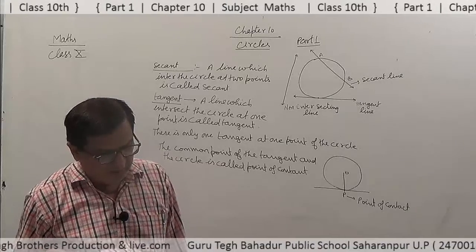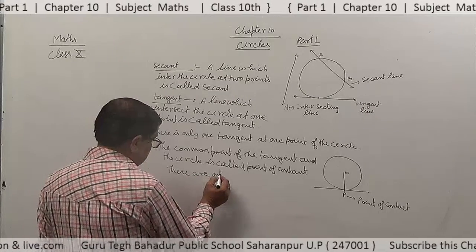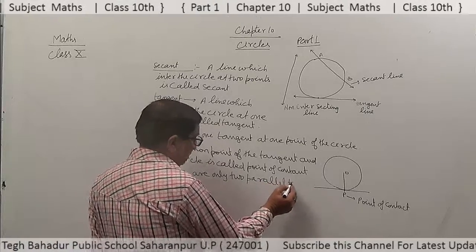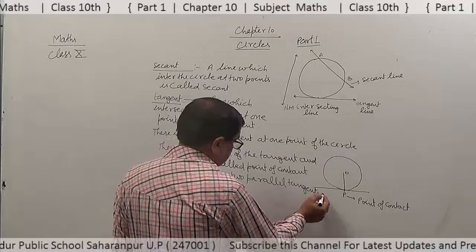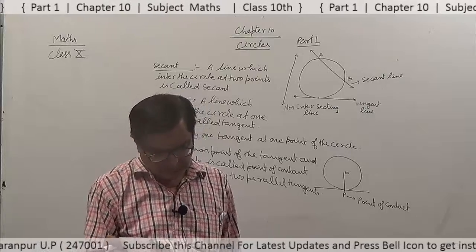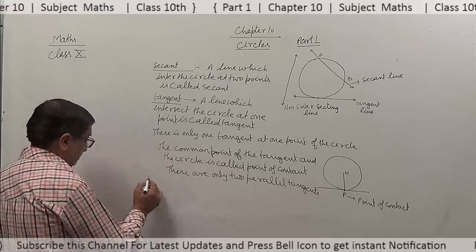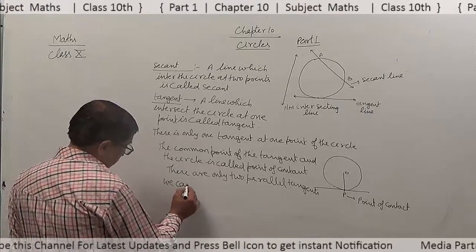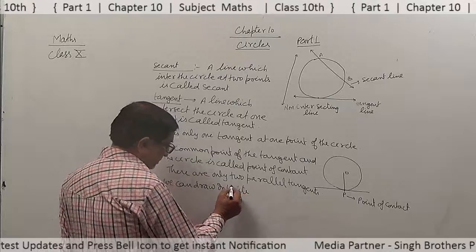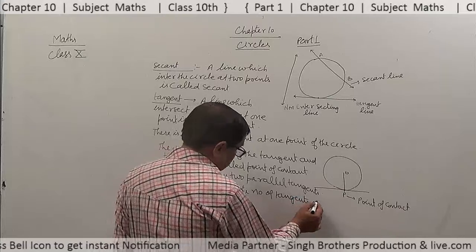There are only two parallel tangents. We can draw an infinite number of tangents of the circle.